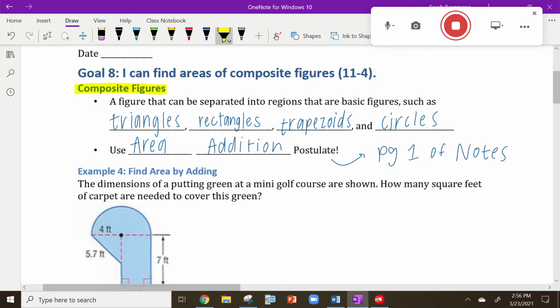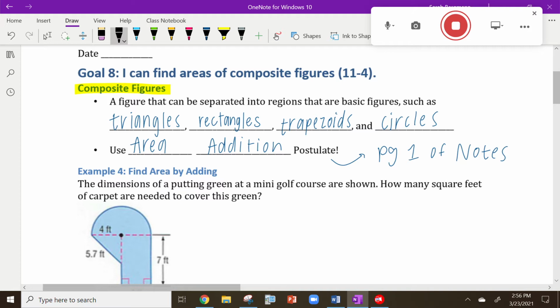First of all, you need to know what a composite figure is. This is a figure that can be separated into regions that are basic figures, such as triangles, rectangles, trapezoids, and circles. Other basic figures that we've learned about are rhombi, kites, etc. In order to find the area of these composite figures, you'll separate them into these basic figures, find the area of each basic figure, and add them all together.